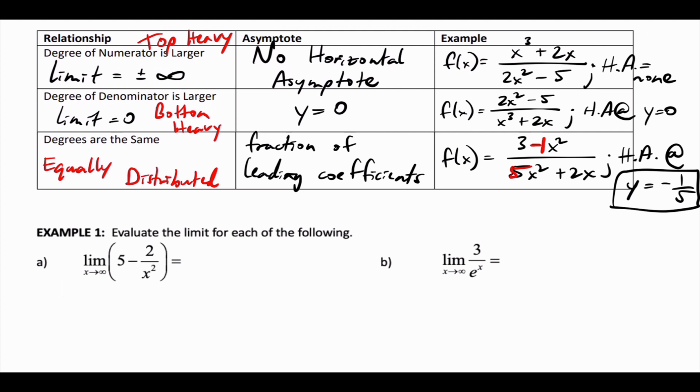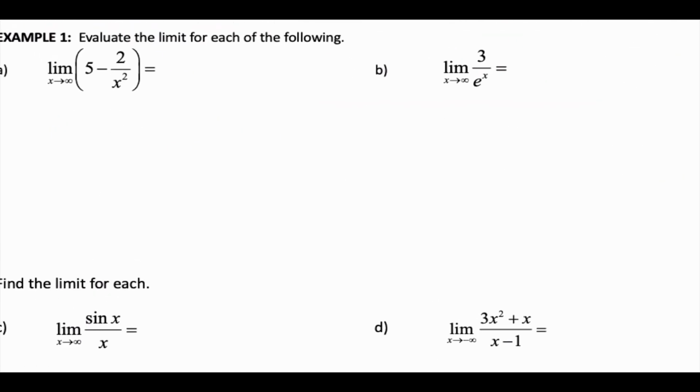Okay. So now I'm going to ask you two different questions. I'm going to say, what is the limit as x approaches positive infinity or negative infinity? And I will also ask you, what is the horizontal asymptote? I'm essentially asking you the same question, just different ways. Okay? Okay, so let's look at 1a. Let's finally get to an example here.